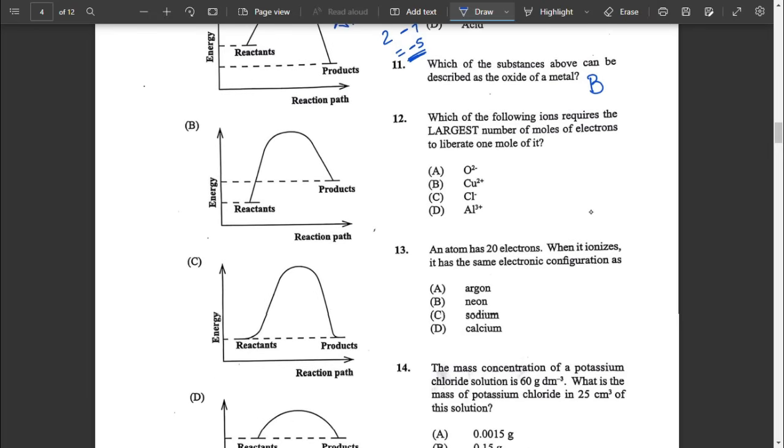Question 12. Which of the following ions requires the largest number of moles of electrons to liberate from 1 mole of it?